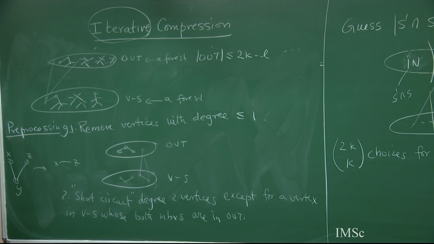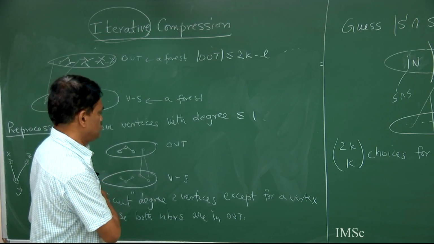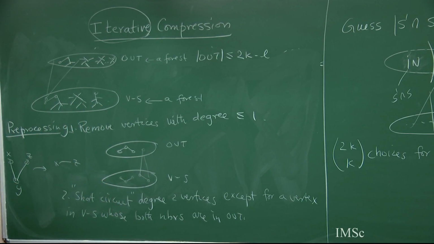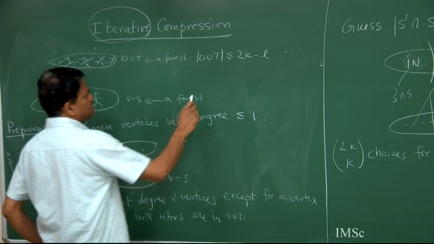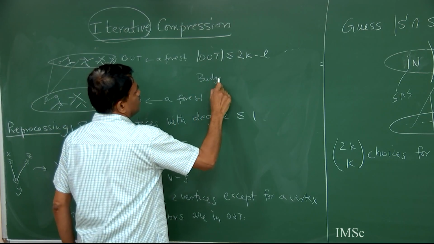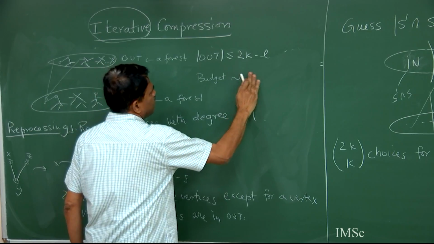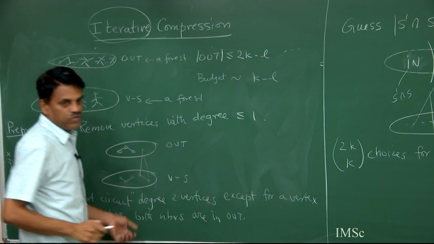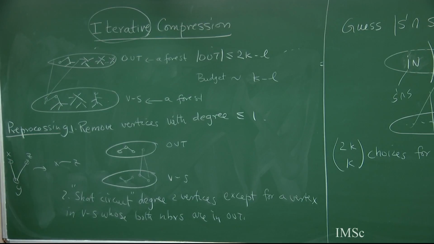Now, okay, let us capture the budget. Sorry, K minus L, right. I have already picked L vertices into my solution. So, now I am allowed K minus L vertices. Let us see any other pre-processing we can do.